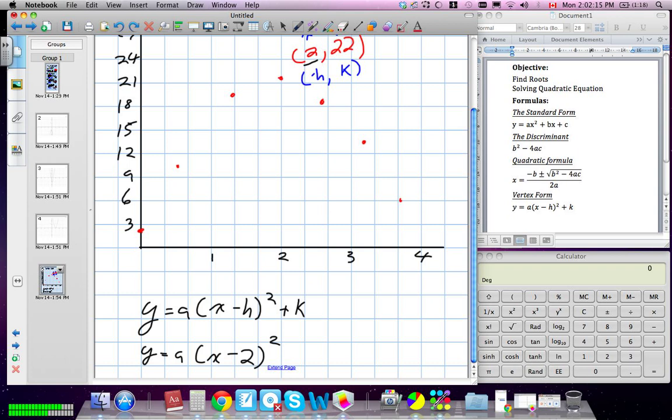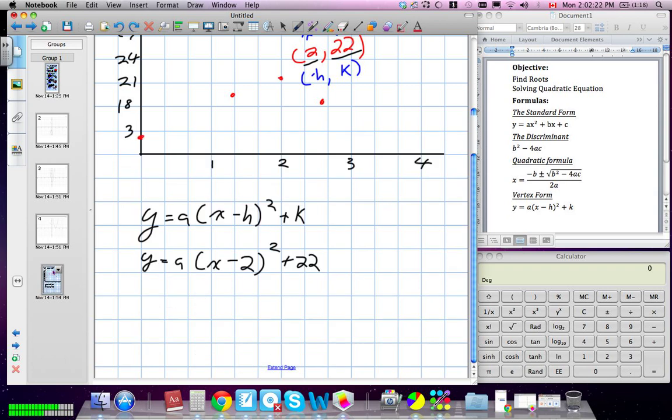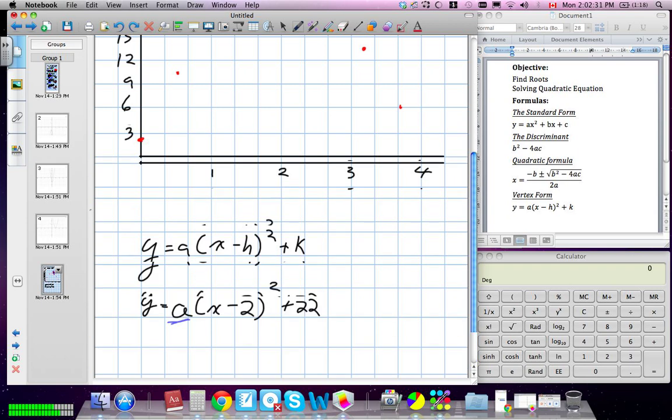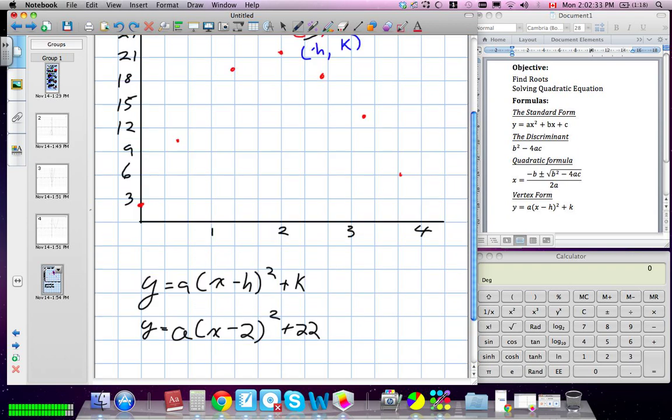So I need another point along this. From looking at it, probably the one I'll be able to estimate best will be right here. I'm going to say it's at 0 and 2. Okay? So there's another x and y value. That means I'm going to replace the x in this equation with 0 and the y in the equation with the number 2. So we get 2 is equal to a, 0 minus 2 squared plus 22.